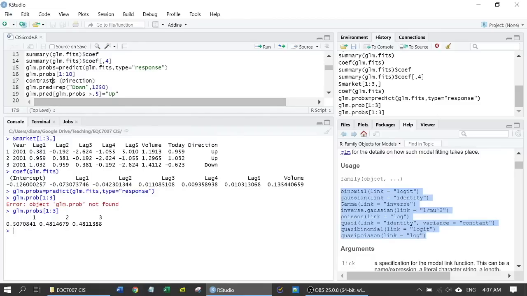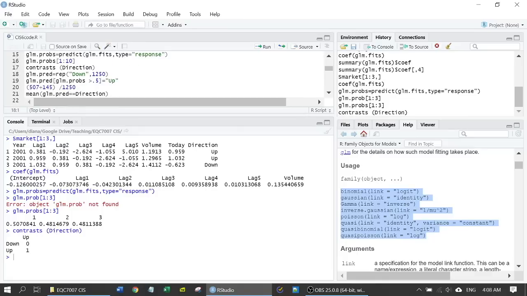First, we run the contrast of the direction, just to know how many different categories there are for the direction. This is the actual data, not the predicted one. For the directions, we have up, which is equal to 1, and down, equal to 0. When you do logistic regression, you need to know which y is equal to 1 and which y is equal to 0, because our prediction is based on y equal to 1. So here, y is equal to 1 when it is up, and y is equal to 0 when it is down.